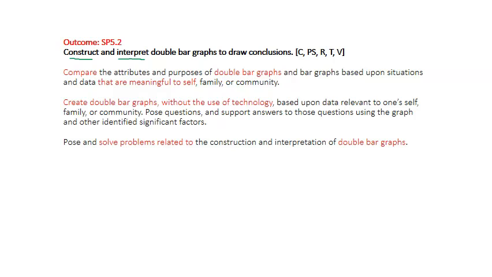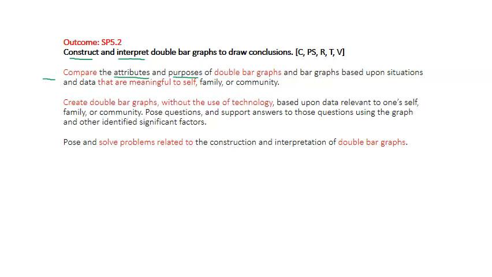So the indicators for this outcome, first one, compare the attributes, and that means what does it look like? What are the qualities? What do the sides look like? How tall is it? What numbers are they using? What are the labels? What are the axes? What are they measuring? So attributes is kind of like all of the different qualities that it has. So comparing the attributes and the purpose, why are we doing this double bar graph? And that is based upon situations and data that are meaningful to yourself, your family, or community.